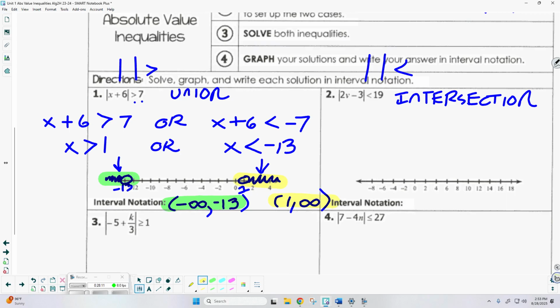And what do I do if I have more than one interval? We take the union. There you go. That's all there is to it. Absolute value inequalities, KISS method.